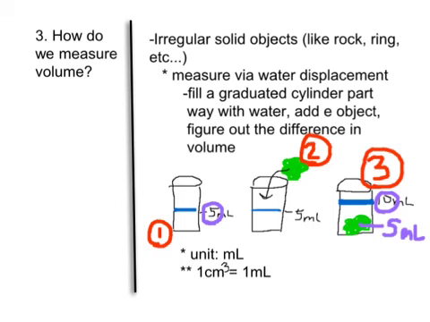Okay, so since again we're using the graduated cylinder, our units are going to be in milliliters. And then the last thing I just wanted to point out and remind you of is this little conversion here between centimeters cubed and milliliters. Remember, 1 centimeter cubed equals 1 milliliter. We went over that in our measurement notes. So if you don't remember that or want a refresher on that, go back and take a look at those notes.